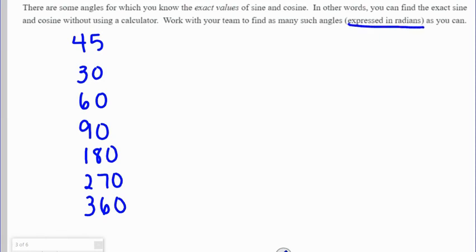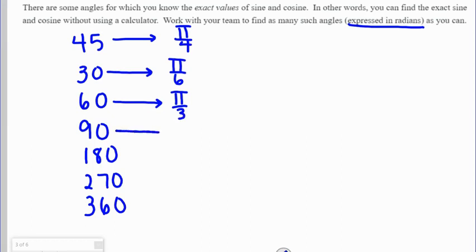Okay, so in radians, the 45 is pi over 4. The 30 is pi over 6. The 60 is pi over 3. The 90 is pi over 2. The 180 is pi. 270 is 3 pi over 2, and 360 is 2 pi.